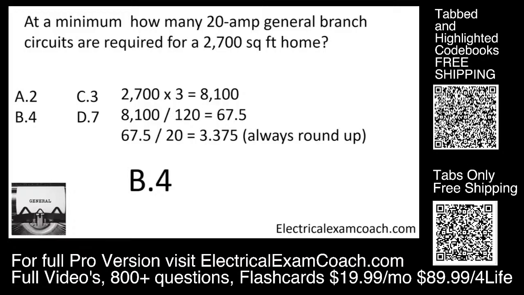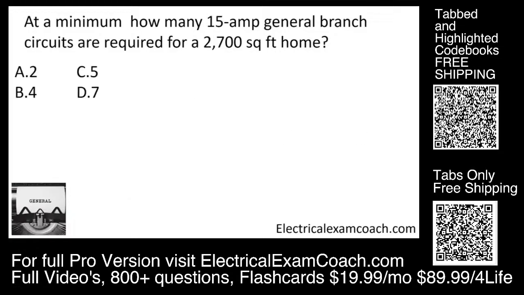Now, these are not to be confused with the 5 required ones. This is if someone wanted to continue to wire their home for their general lighting and receptacles with 12 gauge wire. They'd be allowed to put them on 20 amp circuits at that point, and this is how we would calculate it. Now let's do a 15 amp version.